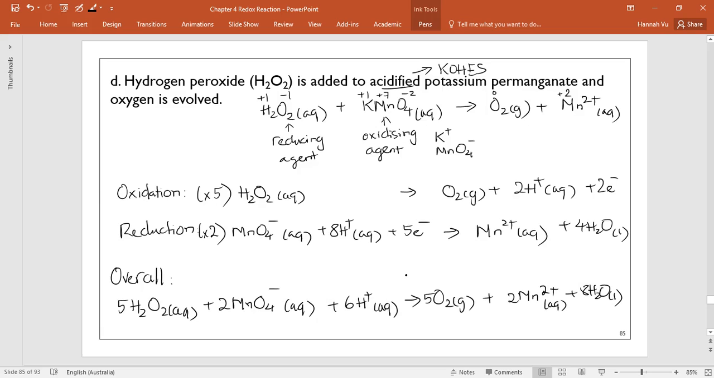Okay, let's just check the charge now. 6 plus 2 minus is 4 plus. That's 4 plus. I'm super paranoid now, so I'm just going to check everything. So that's 10H, 6 is 16. That's 16. We have 10 and 8, so 18. 10 and 8, so 18. And 2 manganese on each side. I think that's the end of part D, finally.